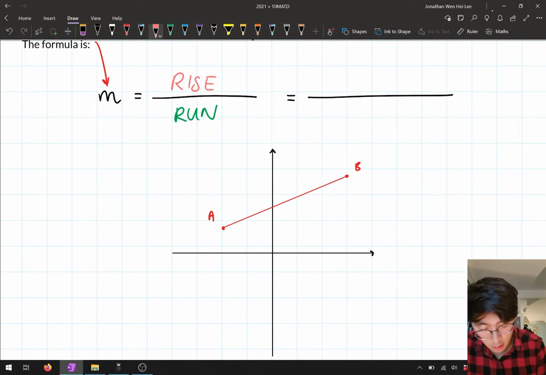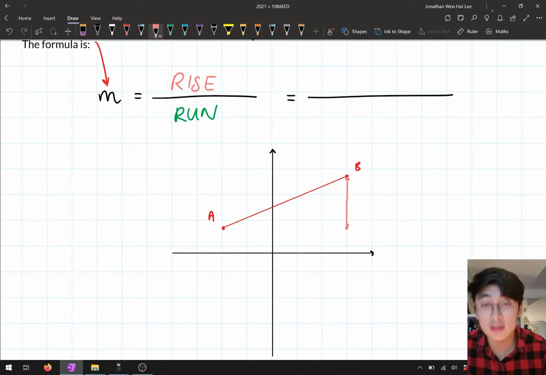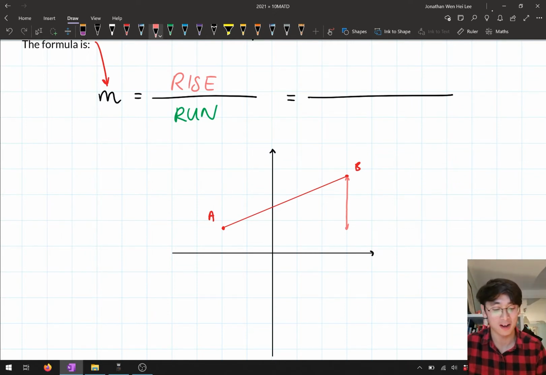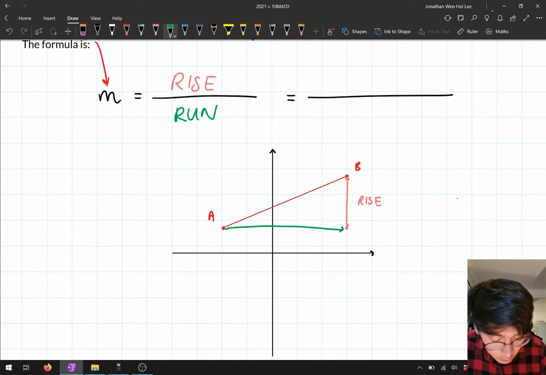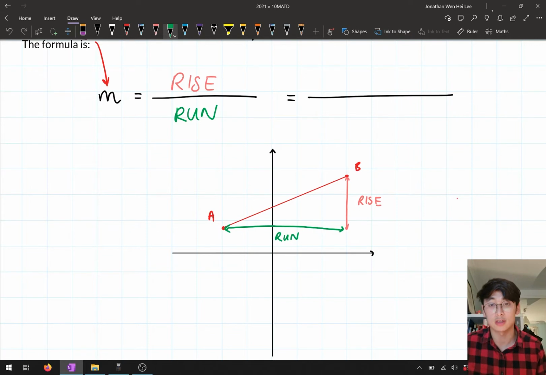So here, from A to B, it goes upwards like this. This looks fairly similar to our Pythagoras' theorem diagram, actually. So this here is my rise. And my run underneath is just how far it is to get from A to B. So this is my run. This is my horizontal distance.